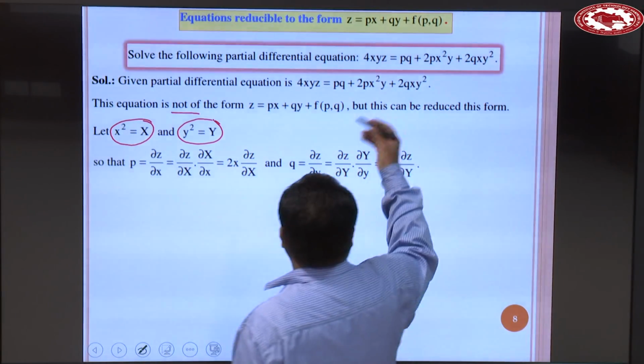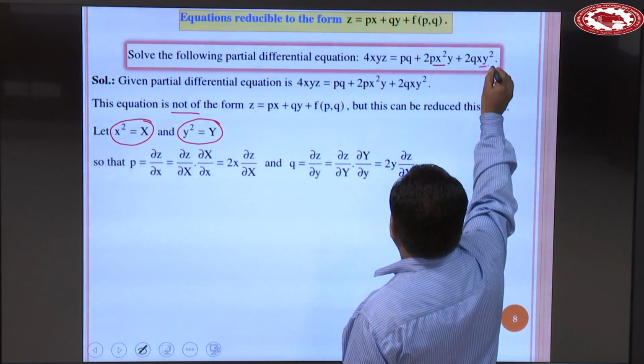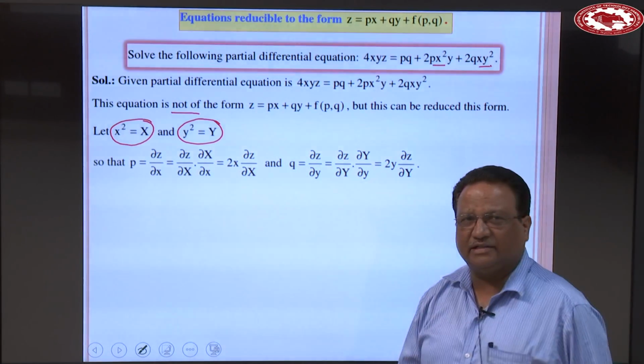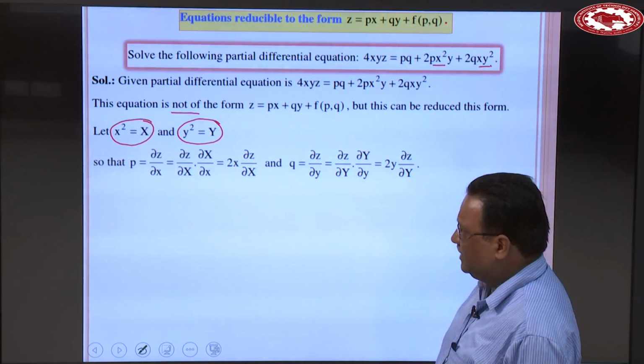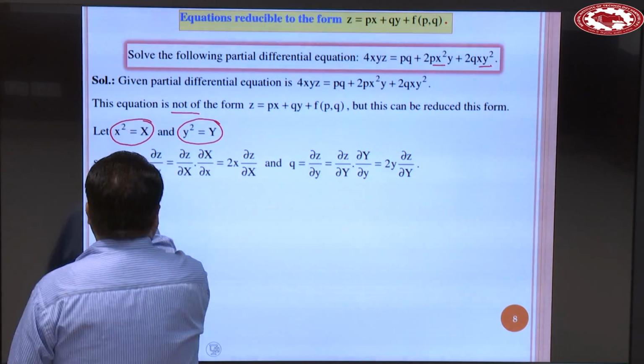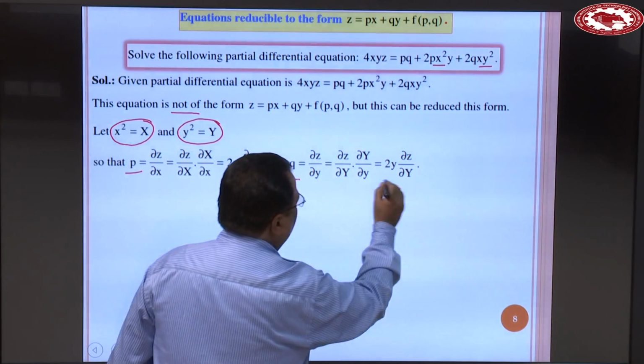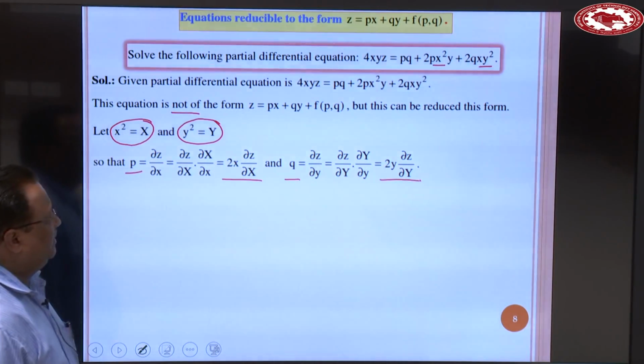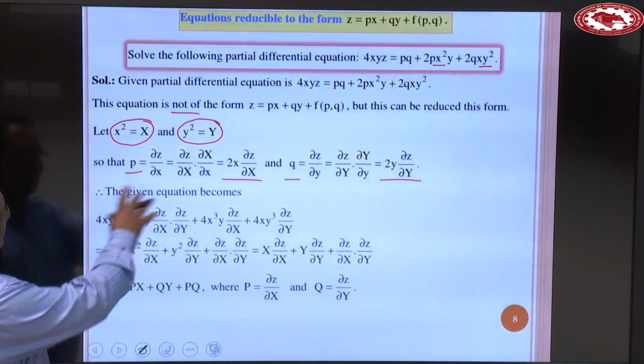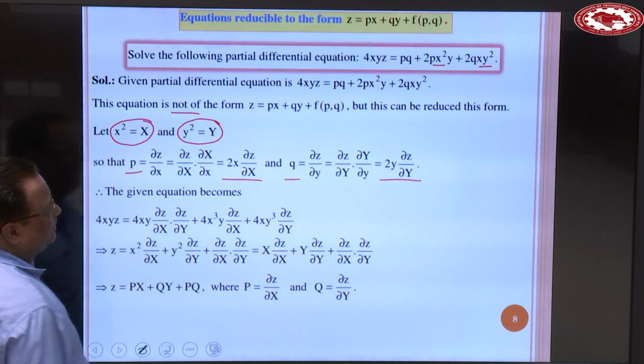ठीक है. तो थोड़ा सा आप हिंट यहाँ से ले सकते हो कि इस टाइप की इन्वॉल्वमेंट है. So put this result is x and this result is y. Then calculate the value of p. So p is equal to 2x curly z over curly x and q is equal to 2y curly z over curly y. Clear? Now substitute all these values p and q in the given differential equation.